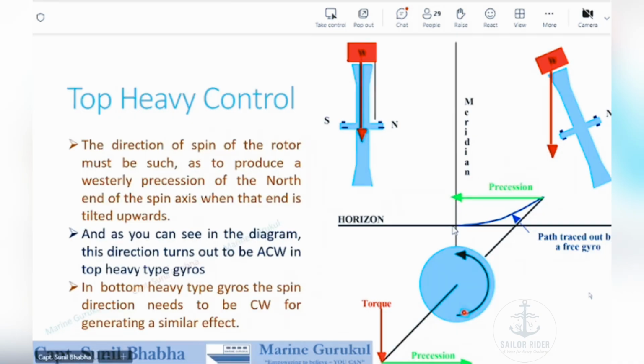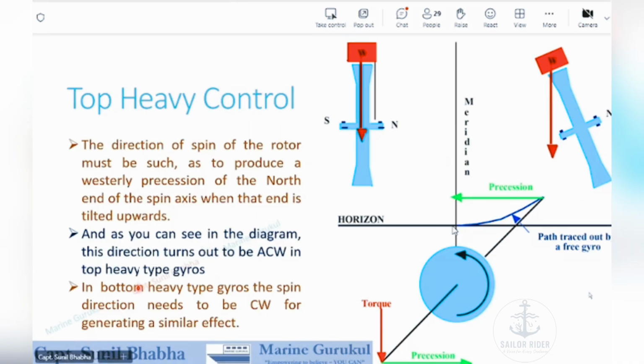You can see in this diagram also that if the torque is pointing downwards in the southerly direction, you have an anti-clockwise spin of the rotor. This torque generates an easterly precession on the south end and a westerly precession on the north end of the spin axis. Now, if the gyro was spinning clockwise, in case of a clockwise spin, the precession generated at the south end would be westerly, and the precession generated at the north end of the spin axis would be easterly, thus taking the spin axis farther away from the meridian, defeating the whole purpose.